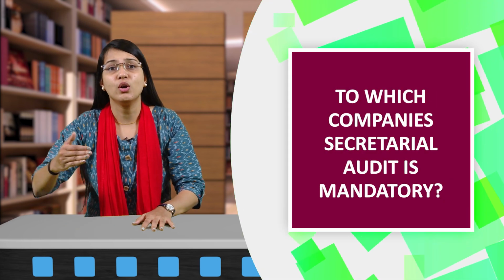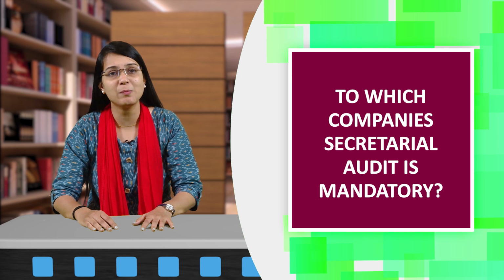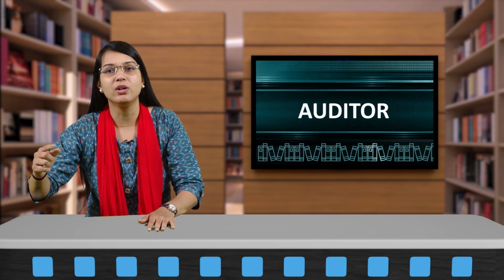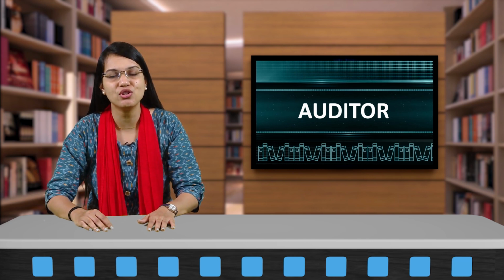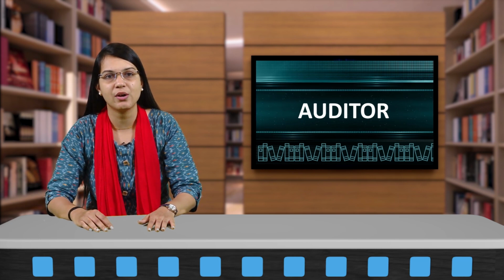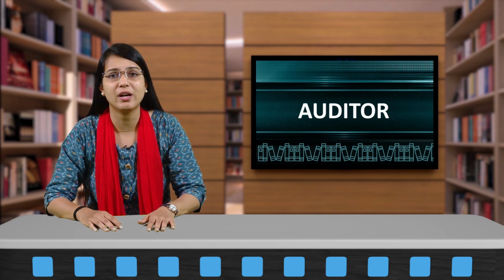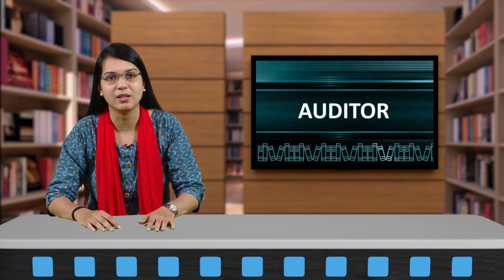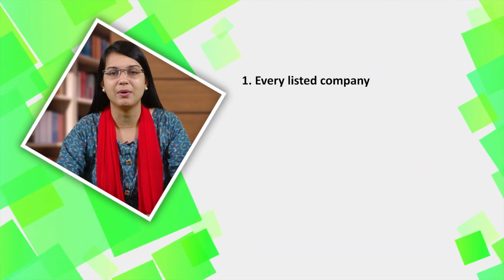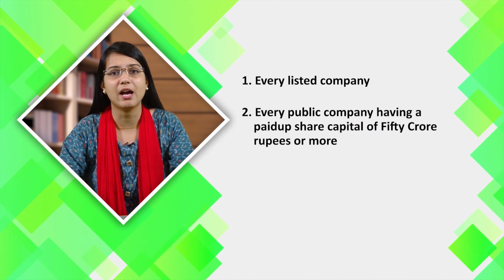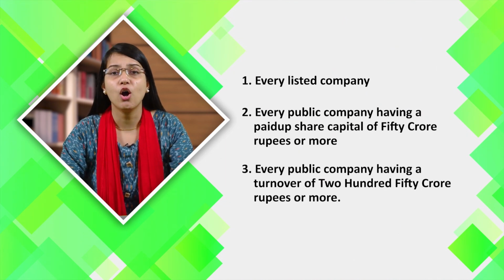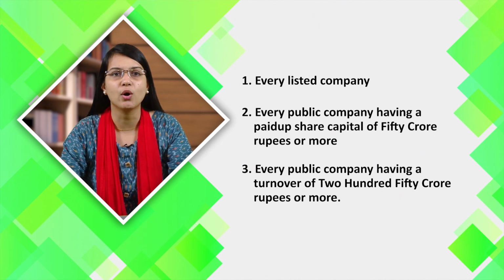Now, we will discuss to which companies secretarial audit is mandatory. As per Section 204 of the Companies Act 2013, read with the Companies (Appointment and Remuneration of Managerial Personnel) Rules 2014, the following companies are required to obtain a secretarial audit report from an independent practicing company secretary. Number first, every listed company. Number second, every public company having a paid up share capital of 50 crore rupees or more. Number third, every public company having a turnover of 250 crore rupees or more.